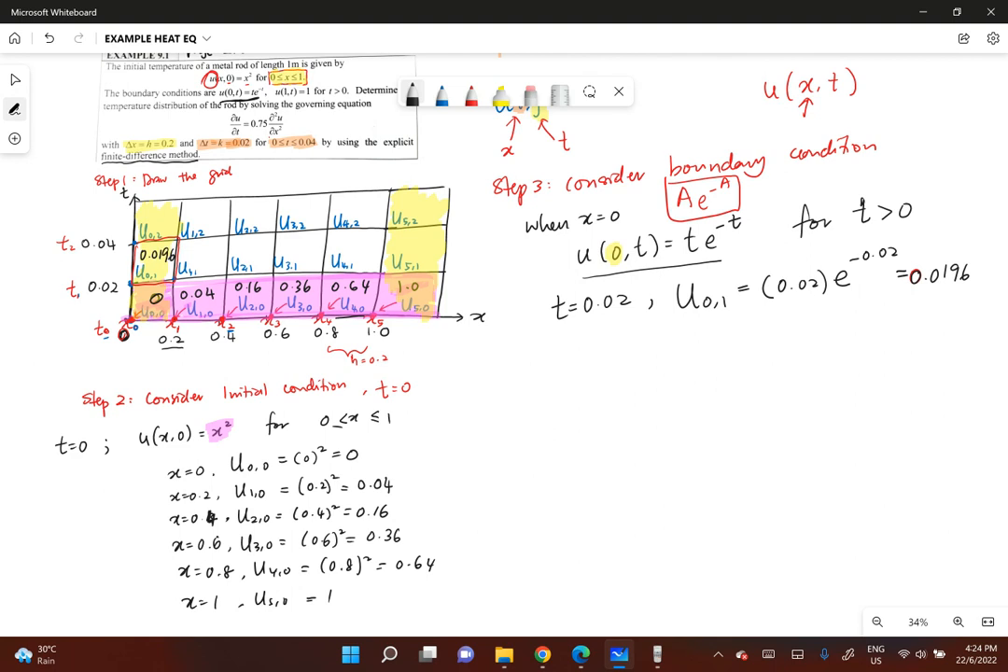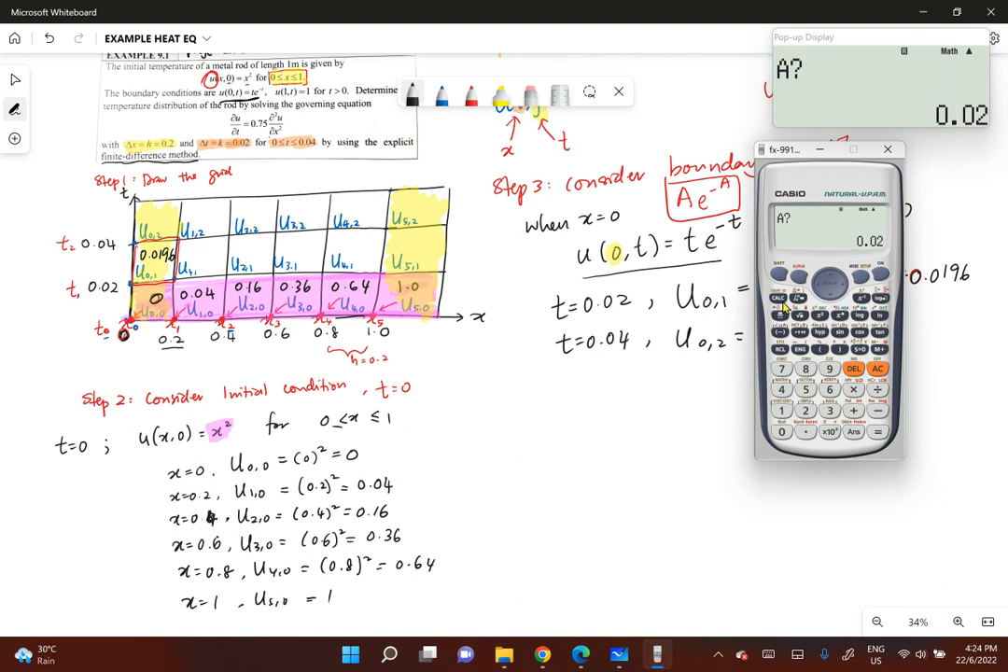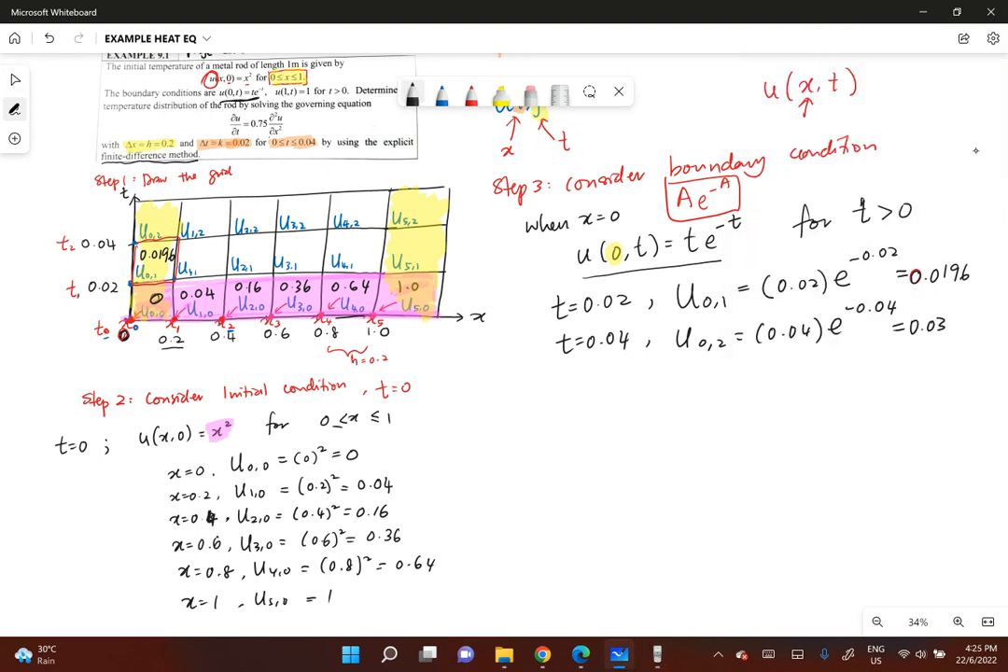Okay, and then when t equal to 0.04, u02. That means 0.04 times the exponent power of negative 0.04. So using the calculator, press calculate. Now change to 0.04. So equal to 0.0384. So put here 0.0384. So we already get one of the boundary values. So we have to find another boundary when x is 1.